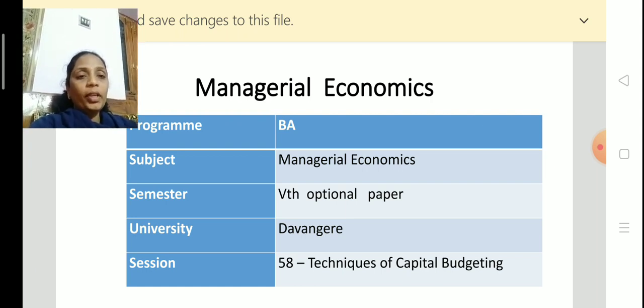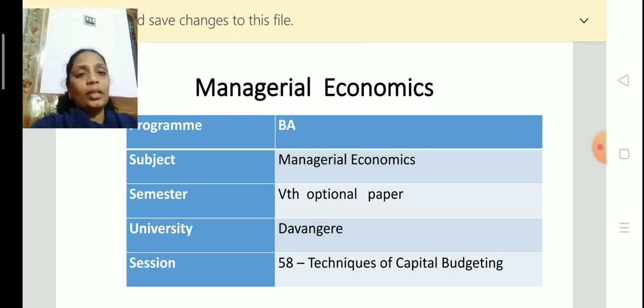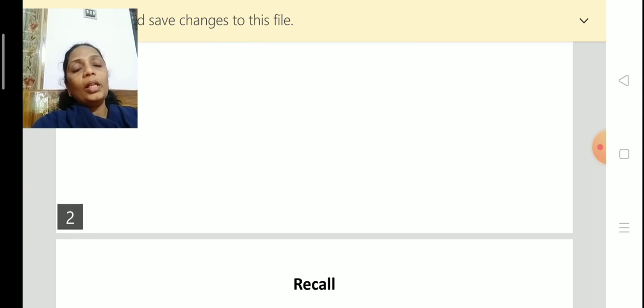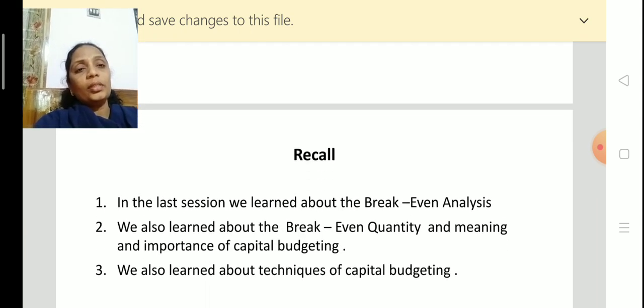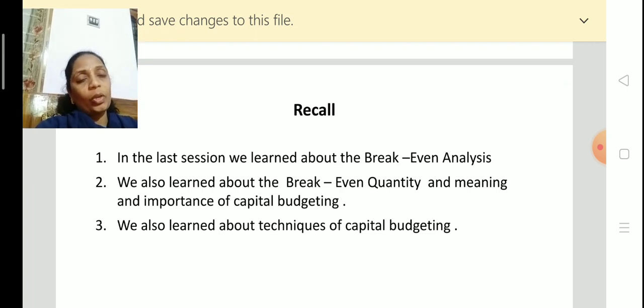Today it is the 8th session of Managerial Economics. Today I am explaining about the techniques of capital budgeting. Last class we discussed that there are six techniques of capital budgeting, and today we are also discussing the various techniques we have to use in managerial economics.